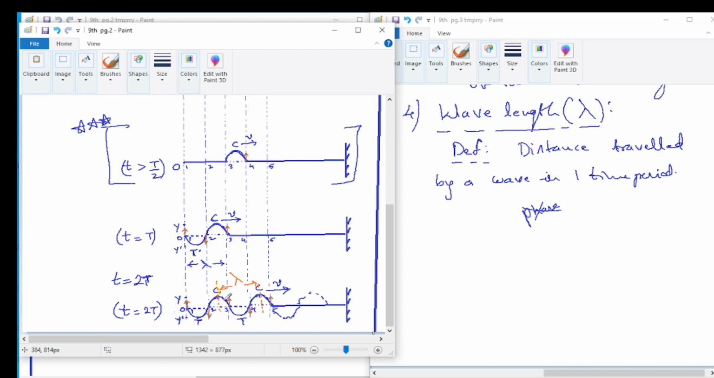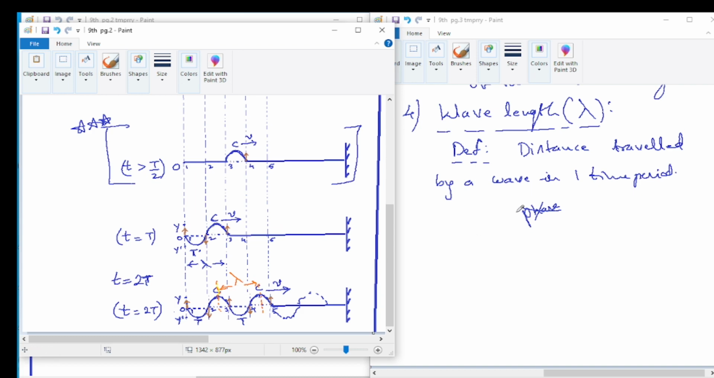Successive means nearest crests, one after the other, where one follows the other immediately. For example, if you take this crest, and leave the middle crest, the next crest is called an alternating crest. So successive crest means the nearest crest which comes immediately after. The distance between two successive crests is equal to wavelength. In the same way, the distance between two successive troughs is also equal to wavelength, because that also consists of one full wave.